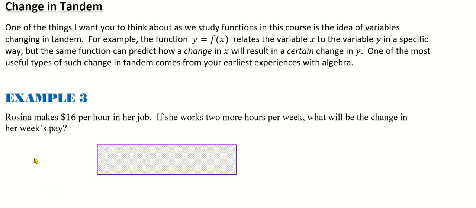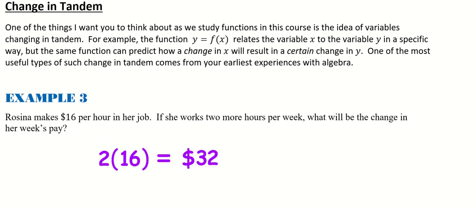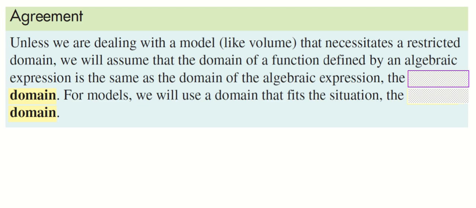You can read that on your own. Example 3 shouldn't be too crazy. Rosina makes $16 per hour in her job. If there's a change in input, what will be the change in her week's pay? And so if one variable changes, the other variable changes. So if she works 2 more hours per week, she will make 32 or more dollars extra.